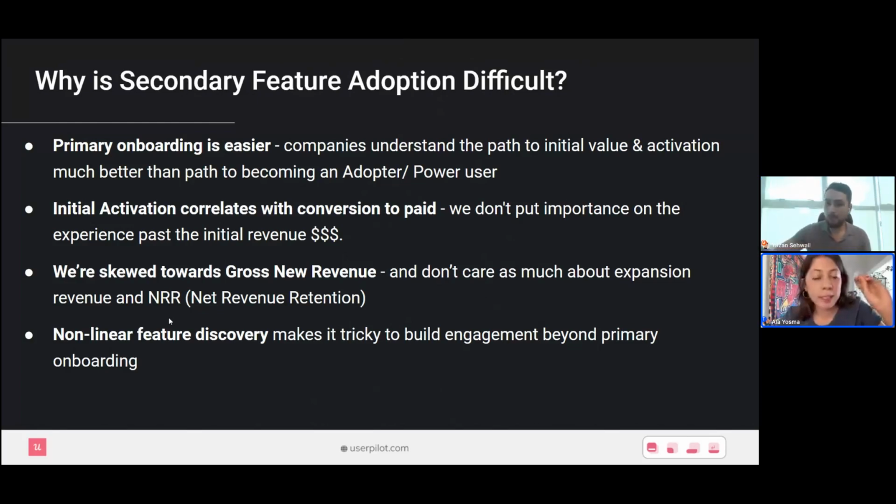Before you continue, can I ask a question? I was thinking, if the secondary features are, from the graph that you showed, where the power users are coming from, and then they become advocates, are the secondary features actually what makes your product unique and different from the competitors? A lot of it, yes.